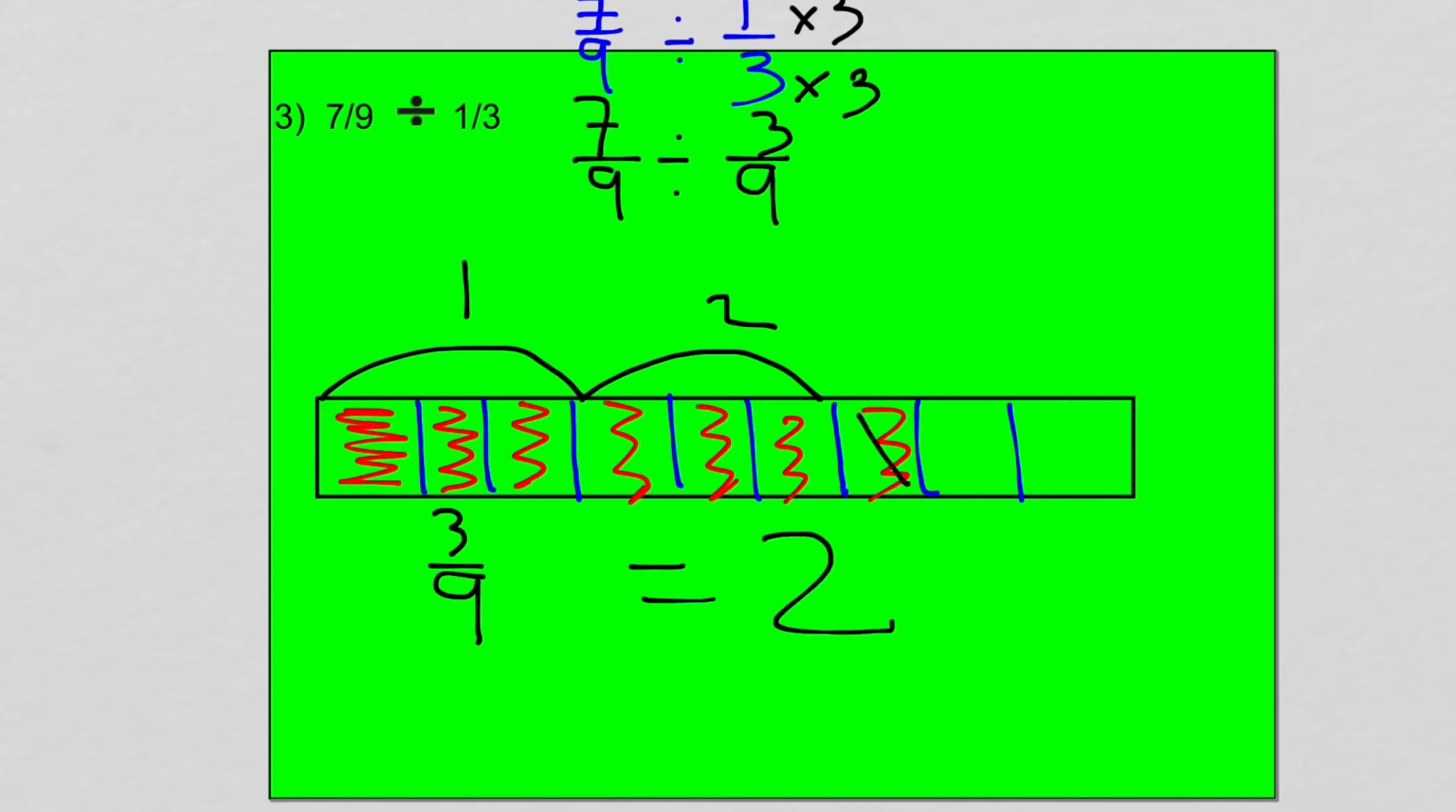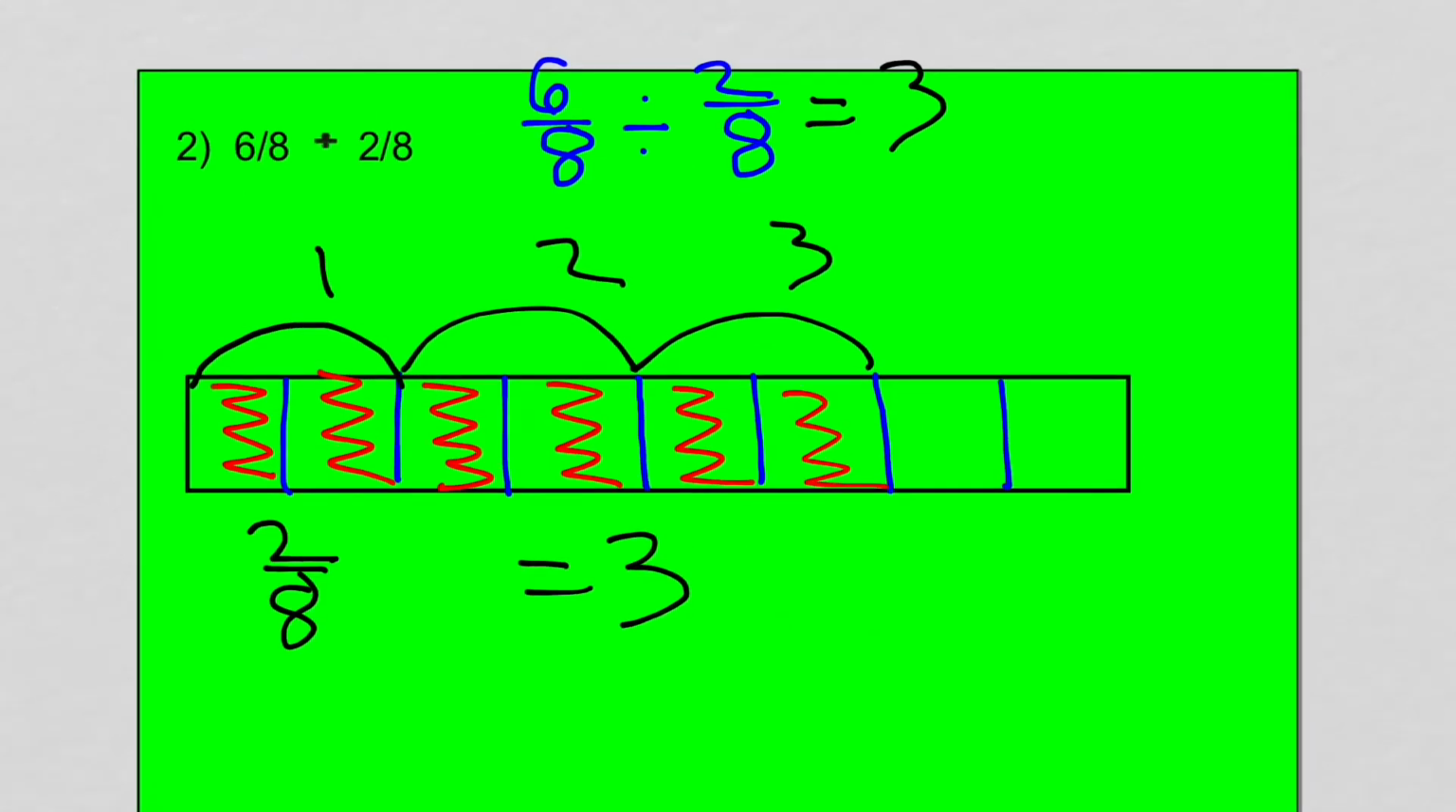You have 1 left over, because remember, we're only worried about the shaded part. We're only worried about how many 1/3 are in 7 over 9. So you have 2 wholes, 1 left over, out of what should have been a group of 3. So that's 2 1/3.